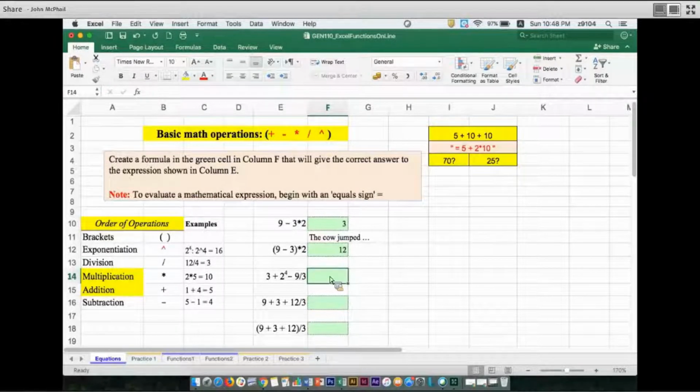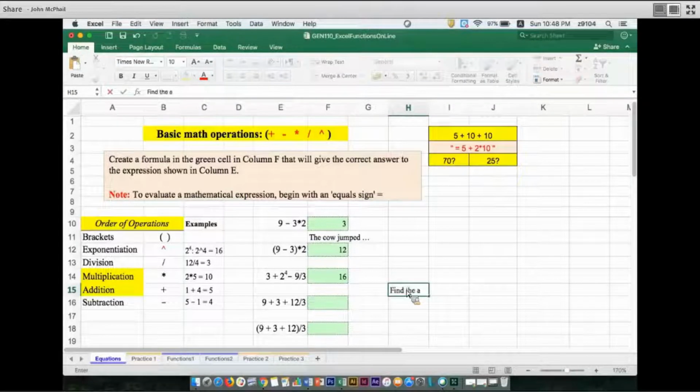Some practice with the operations: equals 3 plus 2 raised to the power 4 minus 9 divided by 3. This evaluates to 16. What if you want to find the average?